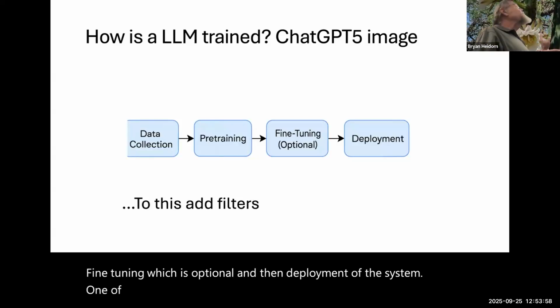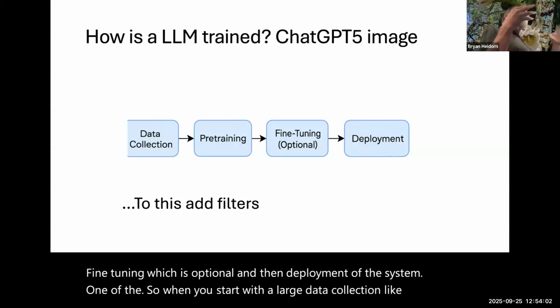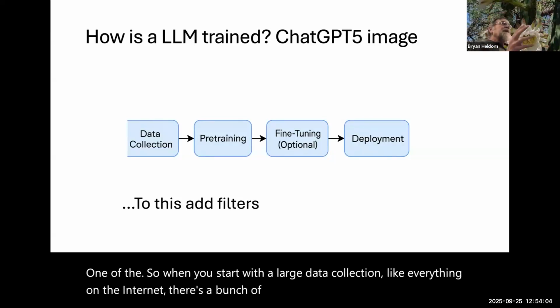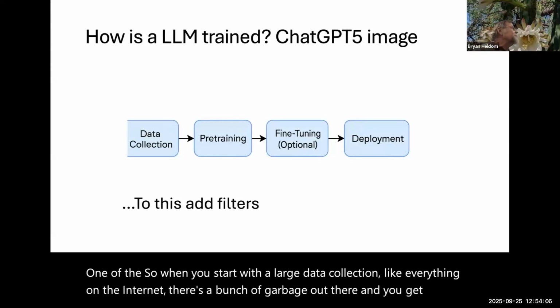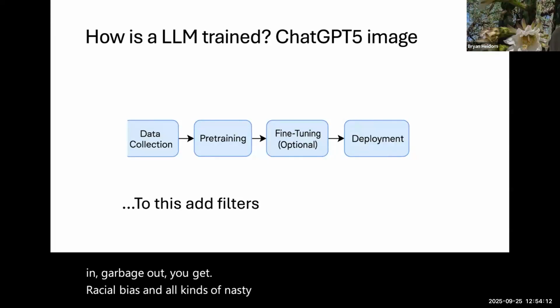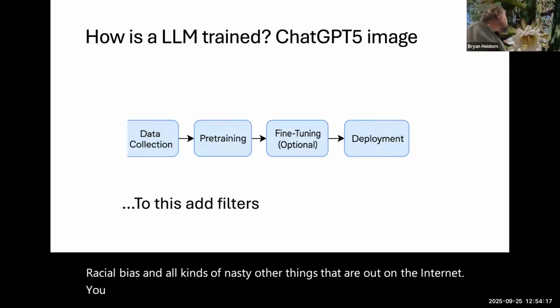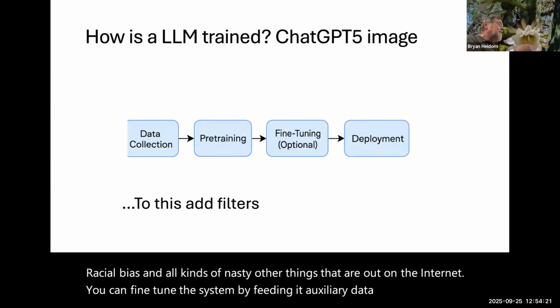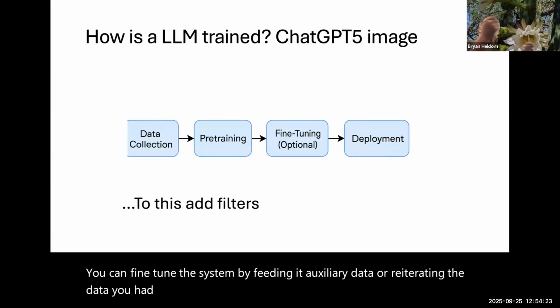So when you start with a large data collection, like everything on the internet, there's a bunch of garbage out there. And you get garbage in, garbage out. You get racial bias and all kinds of nasty other things that are out on the internet. You can fine-tune the system by feeding it auxiliary data or reiterating the data you had before to try to clean up some of the problems that happen with the data that you were feeding it in.